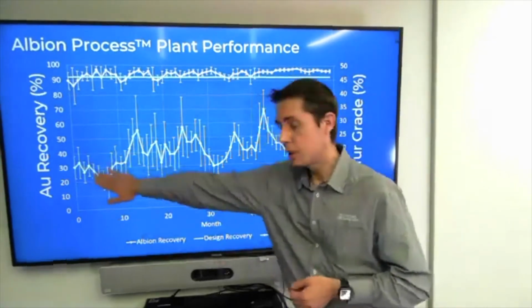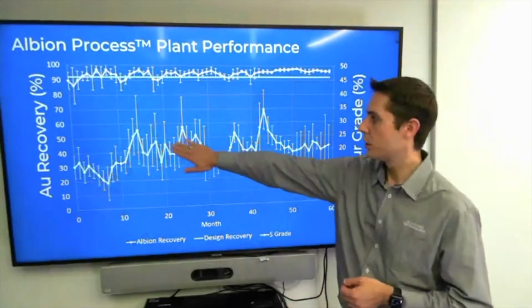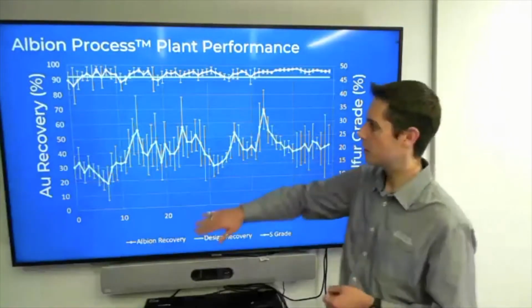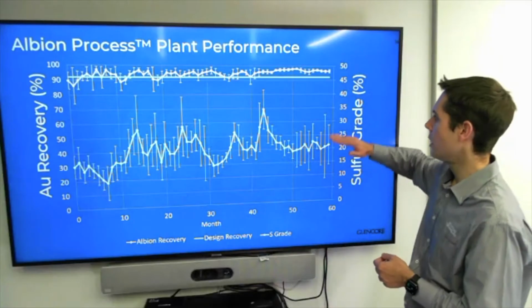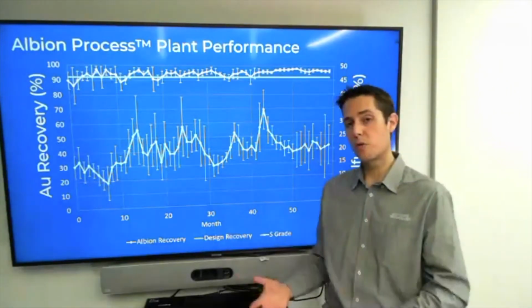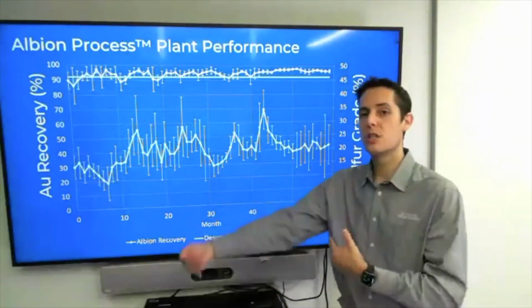So this is what we see here as input to the plant. We can see the variability that we see in this. This is sulfide grade here. So we're jumping between about 10 to 35% sulfur within the material coming into the Albion plant.